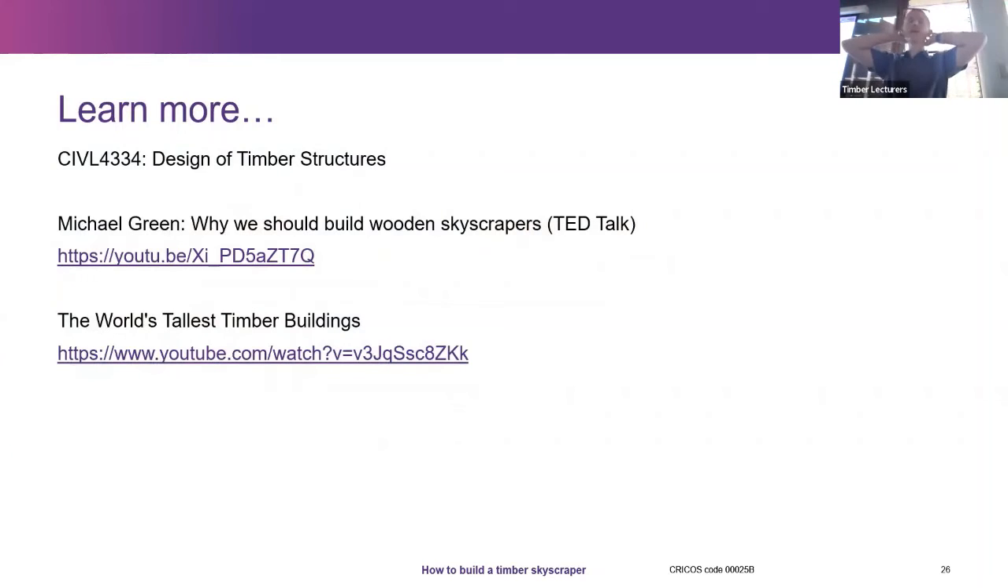I've put links there, and I'm sure Martin can share the PDF slides. There's a TED talk which explains a little bit more about the environmental benefits I started to talk about. It's aging a little bit now. Michael Green did this talk, I think 10 years ago, and he's an award-winning architect in Canada. And he basically gave a TED talk on why he thinks we should be building timber skyscrapers. And there's also a video that reviews some of the tallest timber buildings and showcases them a little bit.